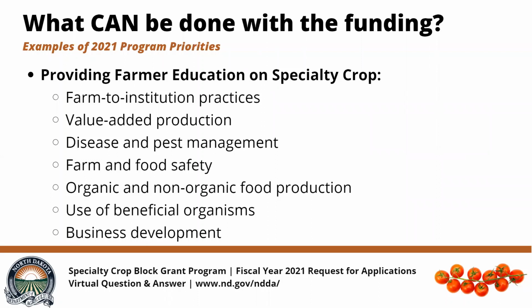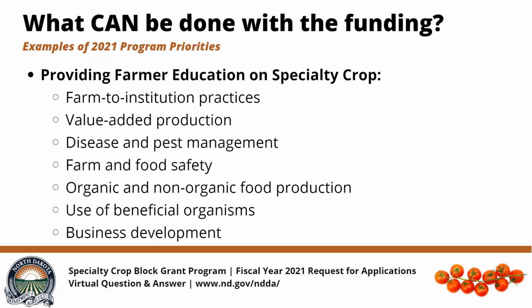Successful projects may incorporate any of the following priorities, with the first priority being providing farmer education on specialty crop. This may include supporting or elevating farm-to-institution practices, value-added production, disease and pest management, farm and food safety, organic and non-organic food production, use of beneficial organisms, and business development.